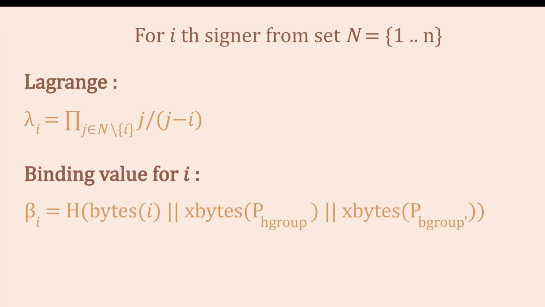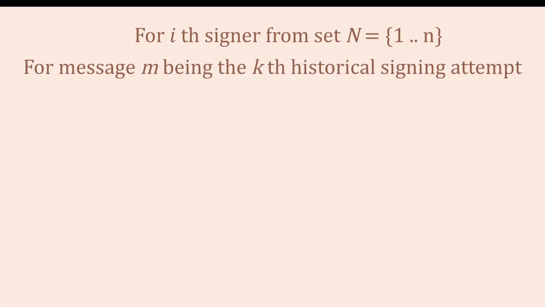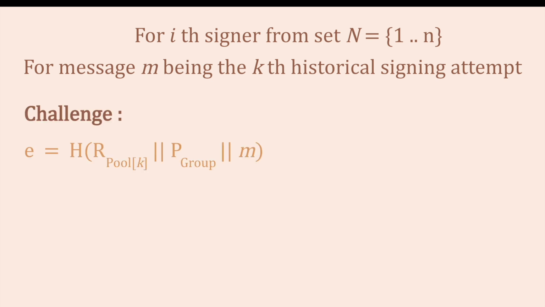And the binding value, again, from the earlier, it's pretty straightforward. It's a well-known value. So for message M being the kth historical signing attempt, for each signing attempt, to avoid nonce reuse from the pool, we gotta pick up a new nonce, right? And we do it on a one-by-one basis. We first compute the challenge E. We pick a fresh nonce from the pool. If there's a shortage of nonces, we gotta rerun the pre-processing, which could be non-interactive or interactive.